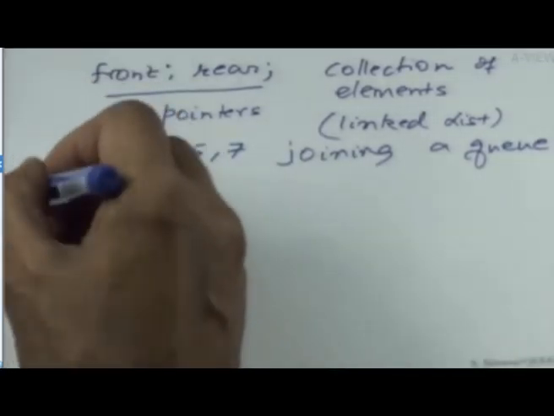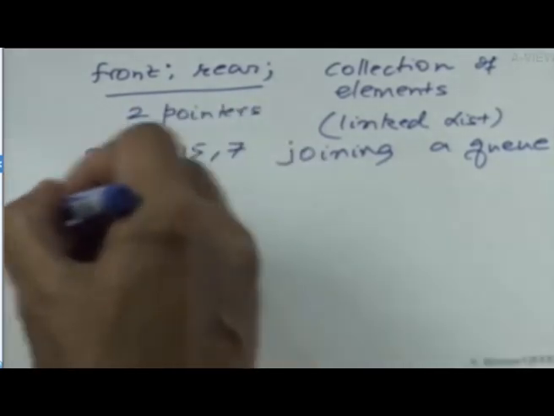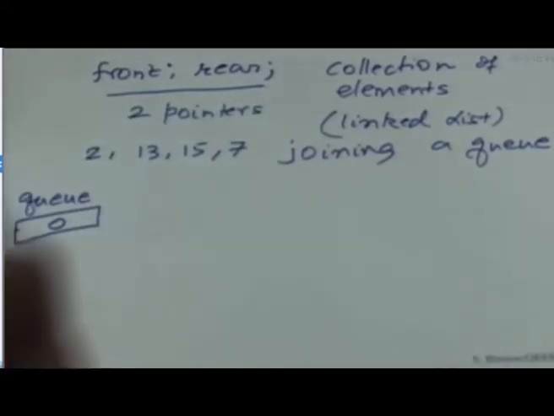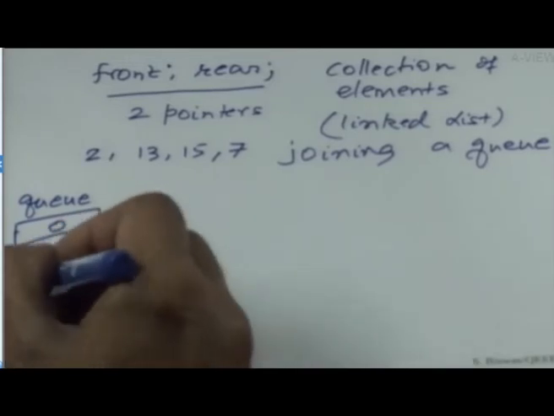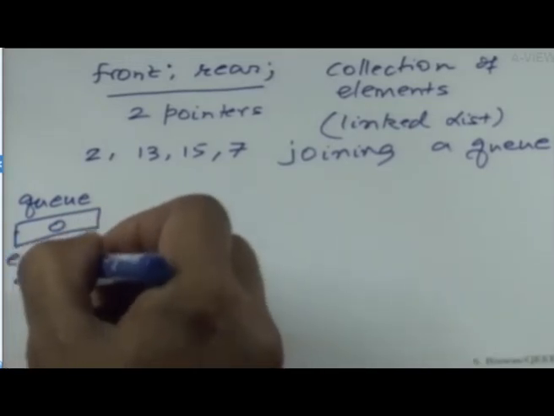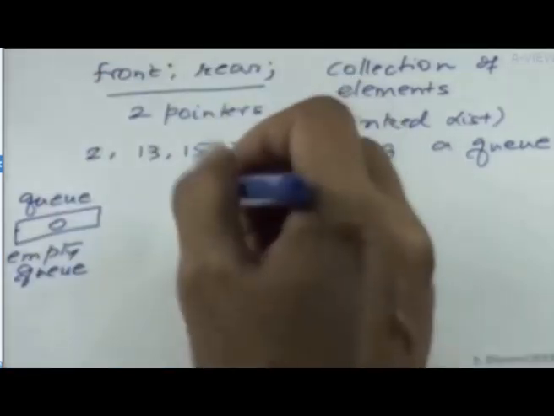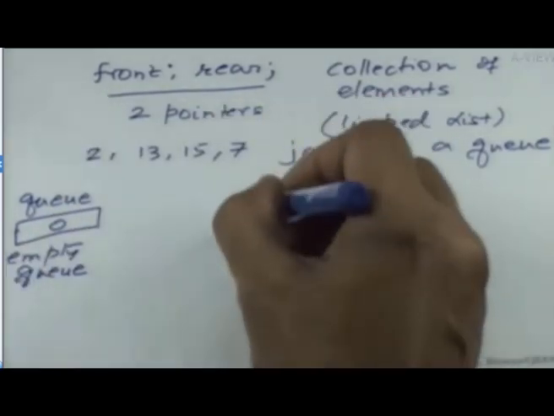How do I start? I start with an empty linked list. So my queue has the address 0 or null. There is no element. This shows an empty queue. My first element 2 joins. This is what will happen. Now the queue was empty. So here is 2 coming in here.